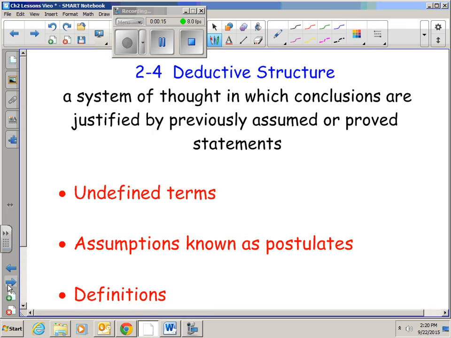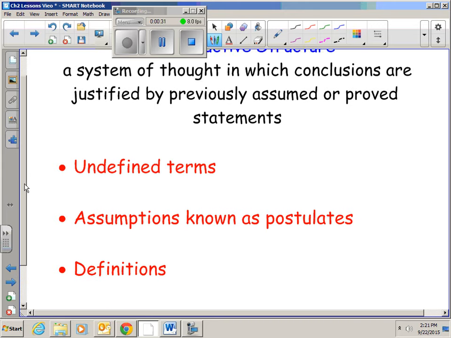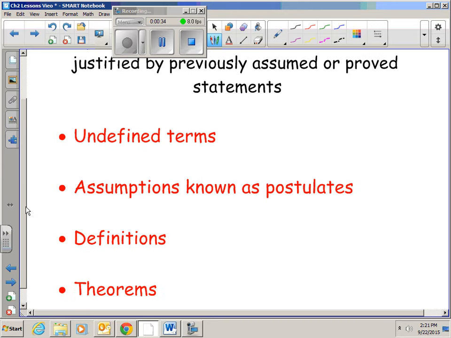Deductive structure. Deductive reasoning is logic based upon proof. Proven statements. Nothing is true until we can prove that it is true. When we are using deductive reasoning in geometry, we're doing that in proofs. Whenever we do proofs, there are going to be a number of different things that we can use to justify our statements. They might be undefined terms, which are basically definitions. There are undefined assumptions known as postulates. There are definitions, which we'll talk about, and there are theorems, which are proven facts. We'll talk about those things as well.